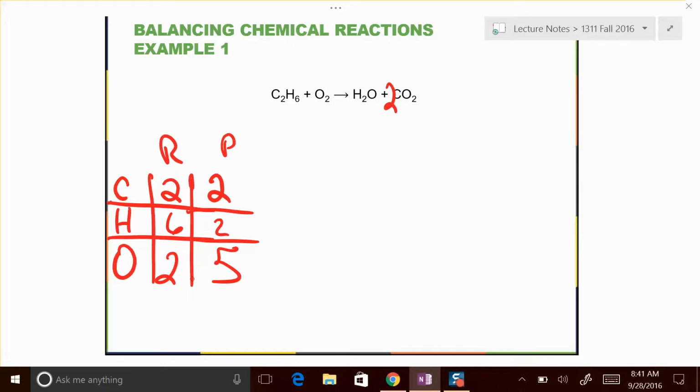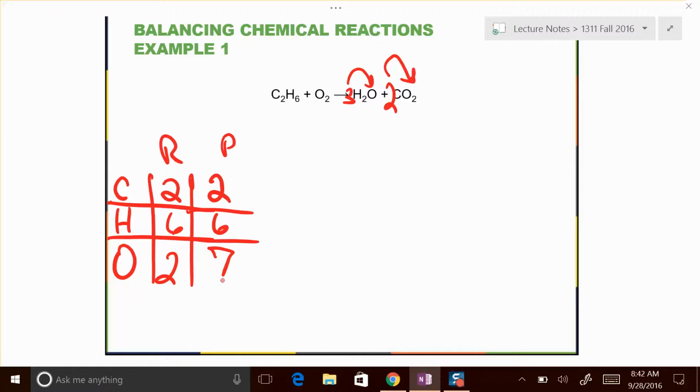Okay, now let's balance the hydrogens. What am I going to do for that? Put a 3 here, right? That changes my hydrogens to 6, but it also changes my oxygens. Now how many oxygens do I have? I have 4 here, right? Plus 3 more. 7 oxygens. Okay?